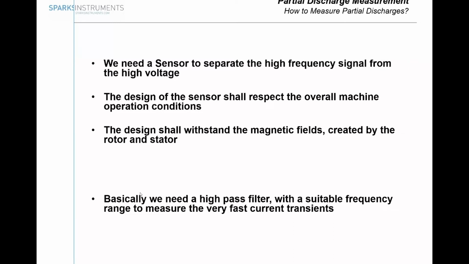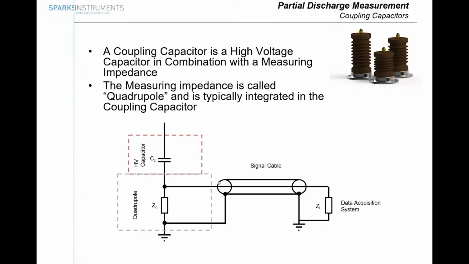But in principle, what do we need? We need a high-pass filter with a suitable frequency range to measure the very fast current transients, or these partial discharges. So basically, a coupling capacitor consists of two parts. The first part is the high voltage capacitor itself. The second part is the so-called quadrupole or measurement shunt, and both together create a coupling capacitor.